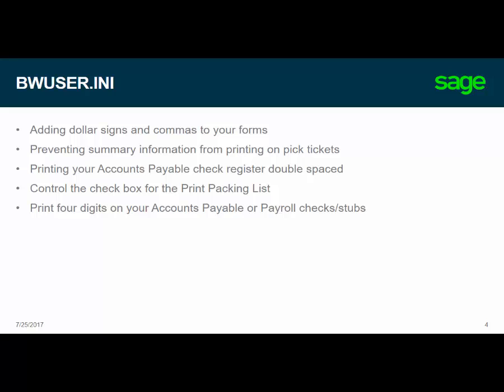You can edit this file to change certain defaults, such as adding dollar signs and commas to your forms, preventing summary information from printing on pick tickets, printing your accounts payable check register double-spaced, controlling the checkbox for the print packing list in the invoice printing options window, and also for printing 4 digits on your accounts payable or payroll checks and payroll check stubs.